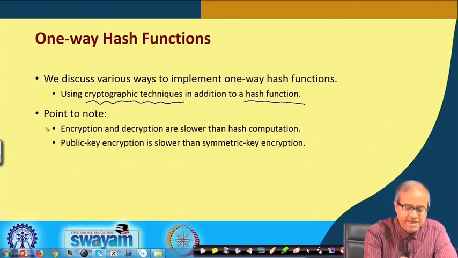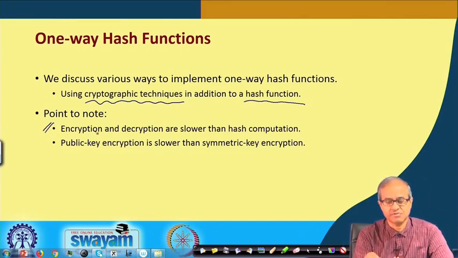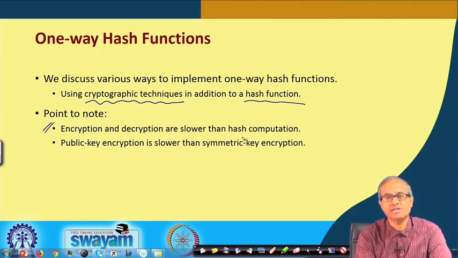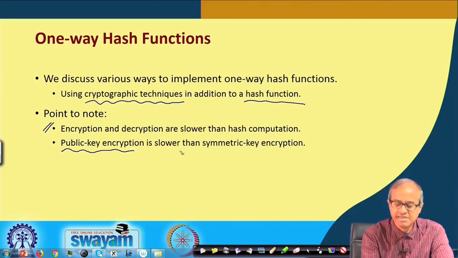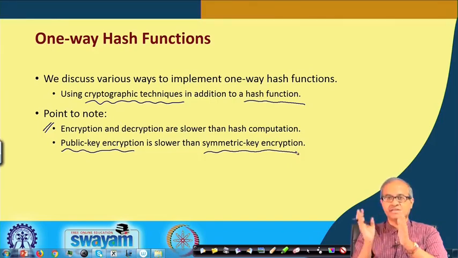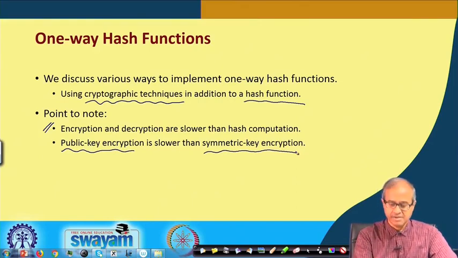Now, this encryption and decryption which possibly can also be used for authentication is much slower than hash value computation. This is the first thing you should remember, and the second thing which we also mentioned earlier, public key encryption is much slower than symmetric key encryption. So, public key encryption is the slowest, then symmetric key encryption, then hash function computation, which is the fastest. Let us see.